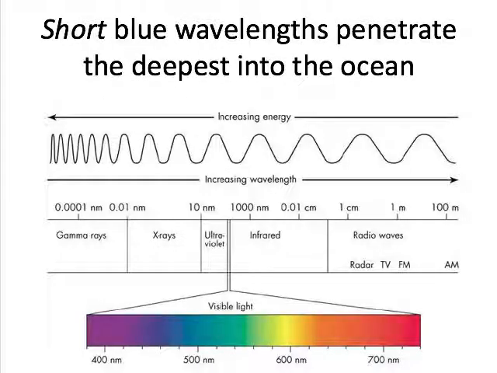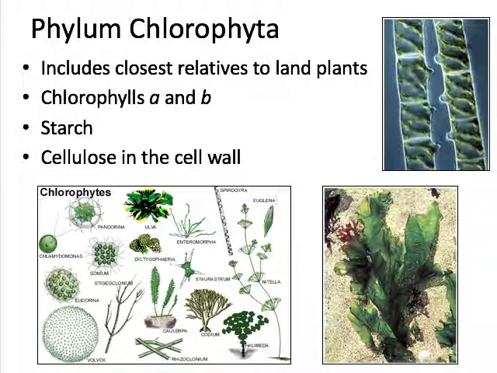Have you ever wondered why deep ocean water almost always looks such a deep blue color? Well, it's all about the wavelengths of light that are able to penetrate into the ocean. And short blue wavelengths penetrate the deepest into the ocean, where those wavelengths of light can be maximized by certain types of protists.